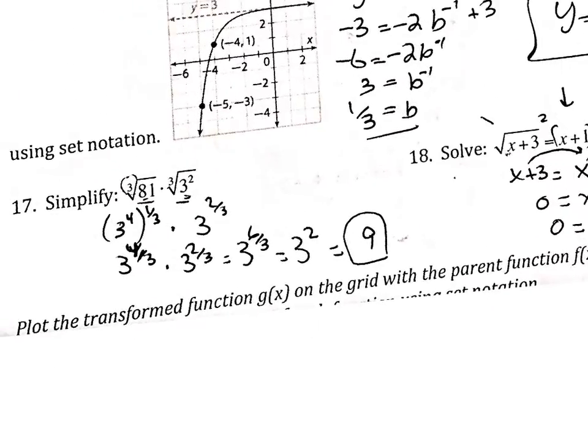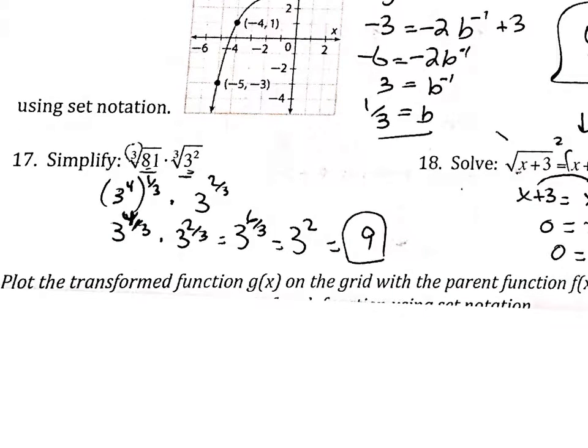On 17, you can't do anything unless you make the bases the same. So I had to make that become a 3. 81 is really 3 to the 4th power. And the cube root, remember, bottom is the root, top is the power. So I wrote it with an exponent and put 1/3 because the bottom is the root.